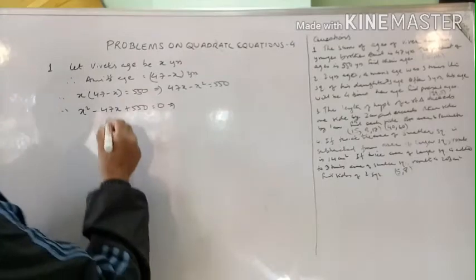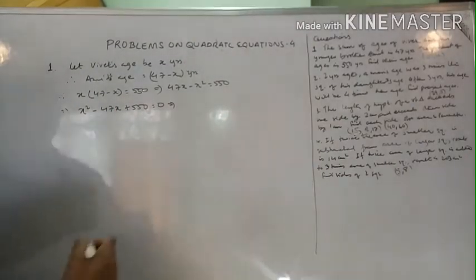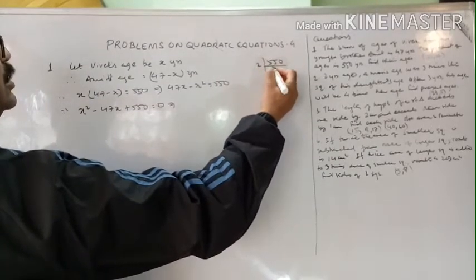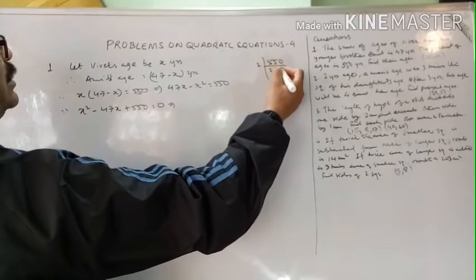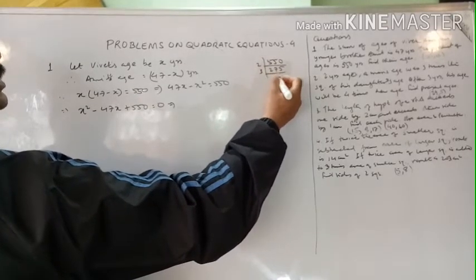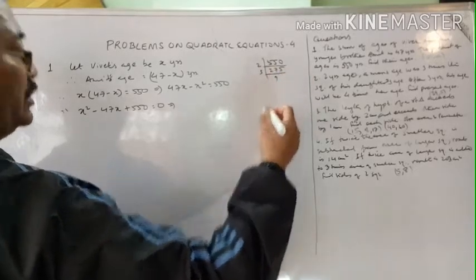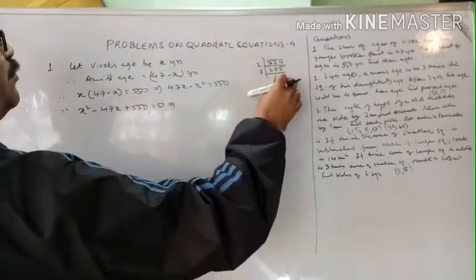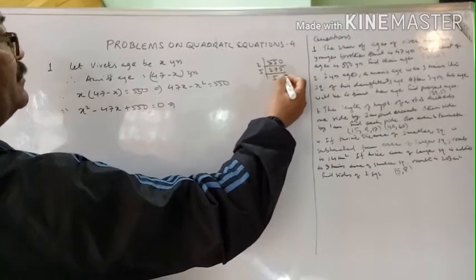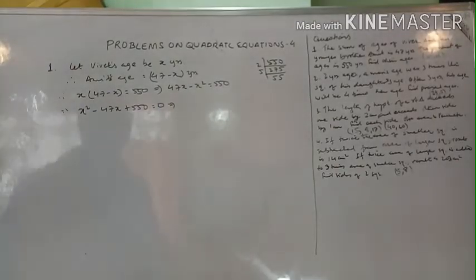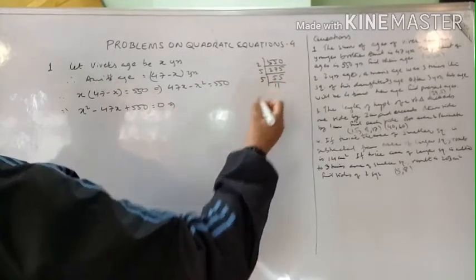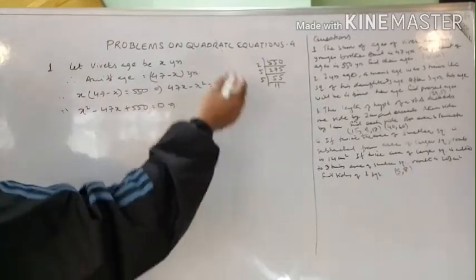Now we have to break up the middle term. So we factorize 550. 2 will go here, 2 fives are 10. 3 cannot divide. 5 should divide. 5 fives are 25, and 5 will go 11 times. 10 and 55 will not give you the sum, so we make the groups.